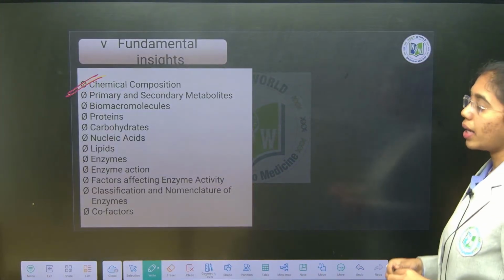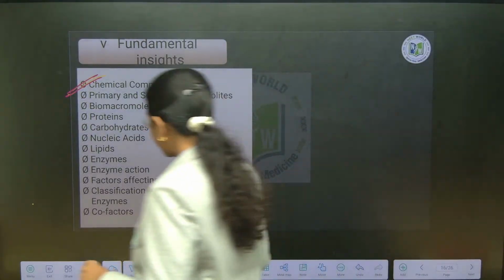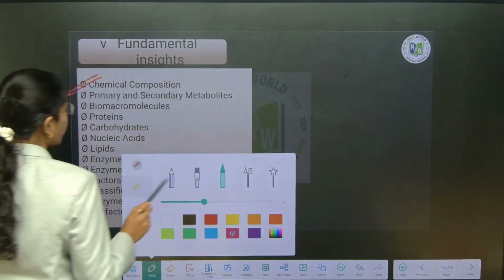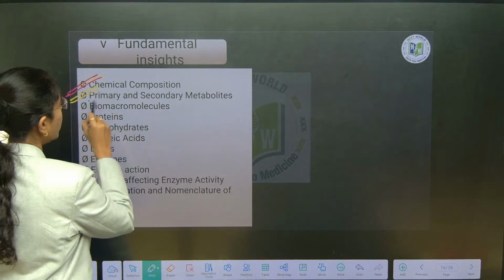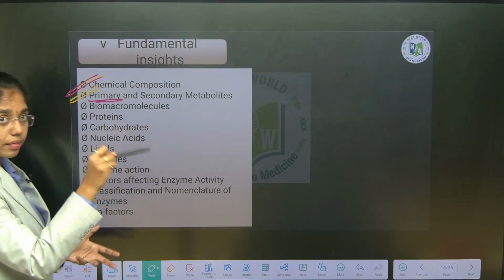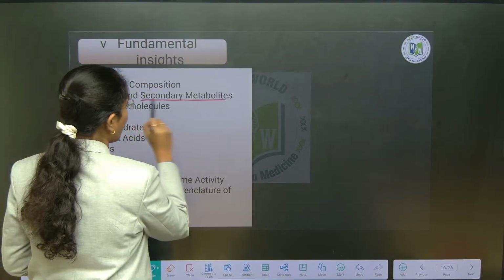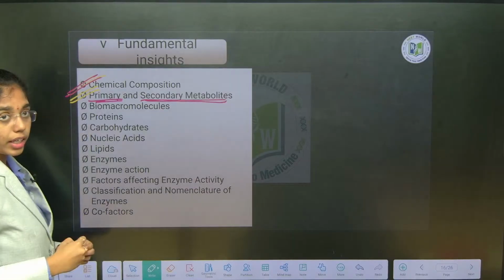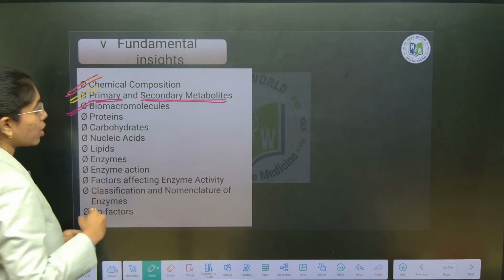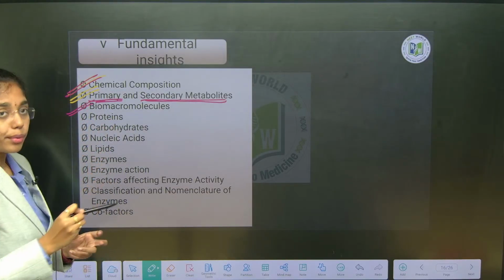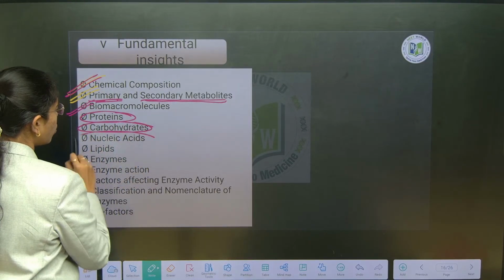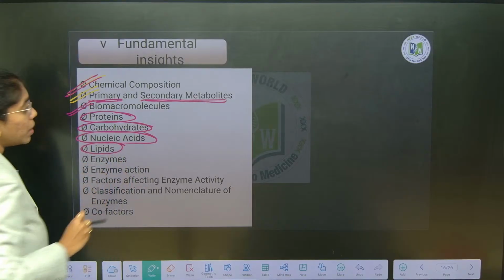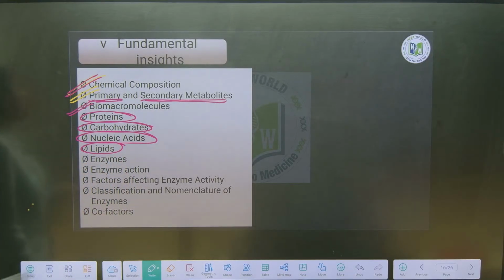Here we go with the fundamental insights. First is elemental analysis followed by chemical composition of different molecules. Then you will clearly learn about the characterization and differentiation between primary and secondary metabolites, and then you will learn about biomacromolecules, followed by what are included under biomacromolecules: proteins, carbohydrates, nucleic acids and lipids. Lipids, of course, are not strictly biomacromolecules. I will tell you why and how.